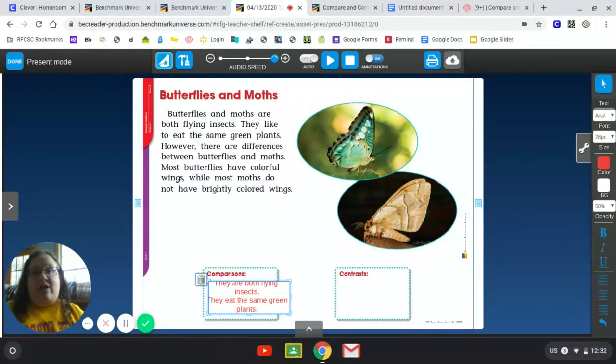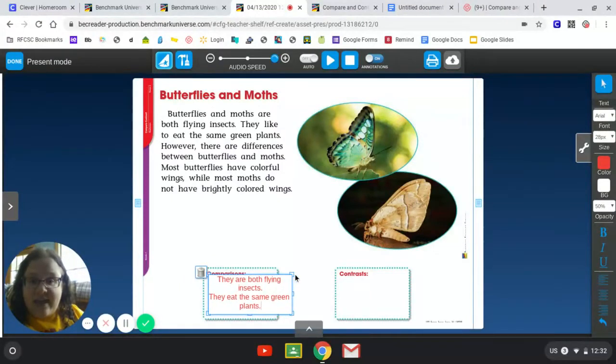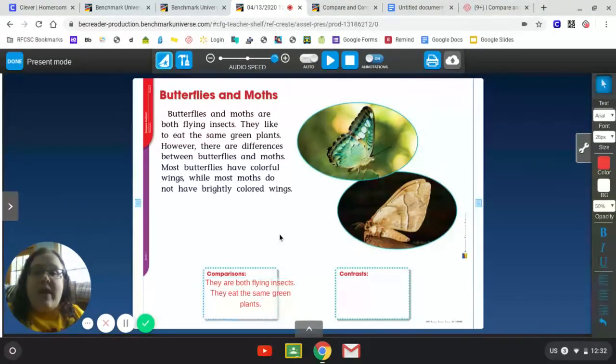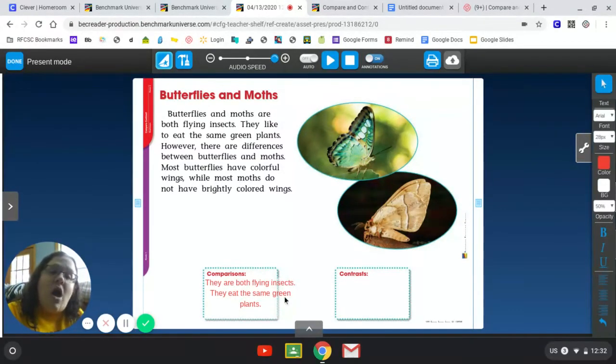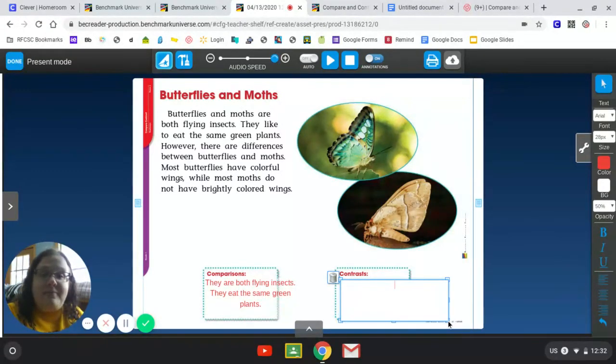I got this information from the text. I went back and I looked to see how they were alike. So I used the text to answer the question. It is always important to go back into the text to answer your questions. All right, so we compared. Now it is time to contrast. So to contrast, that means to talk about the differences. All right, so how are moths and butterflies different?